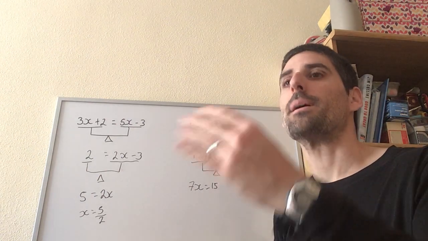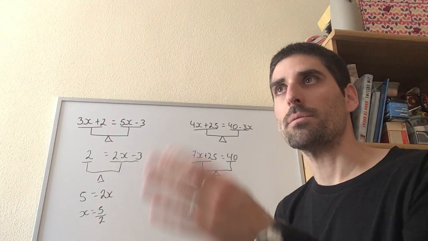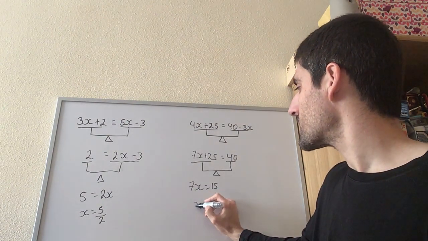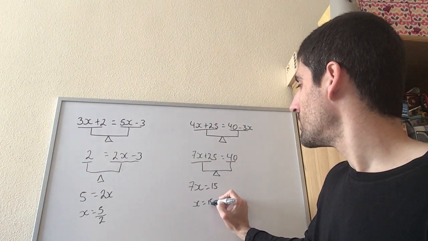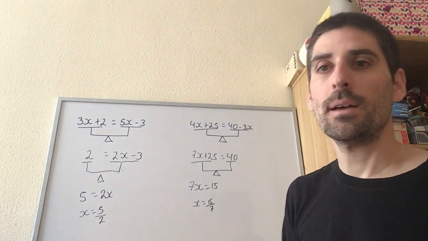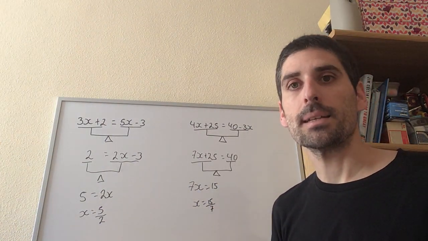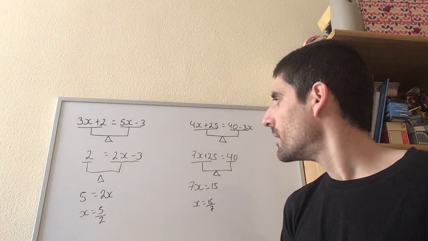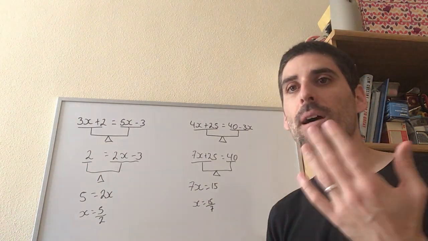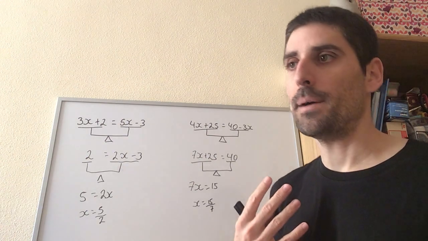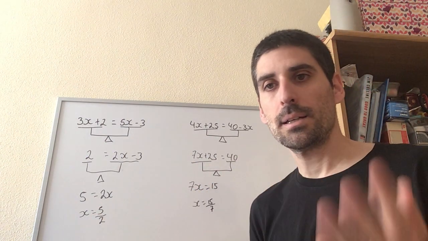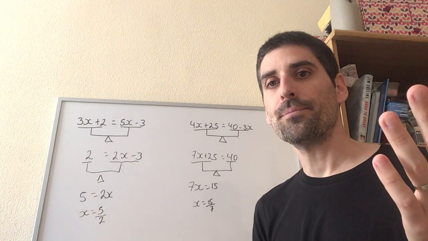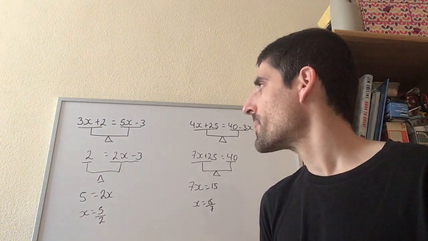And again, I need to get rid of the 7. 7x means 7 times x. The opposite of multiplying by 7, divide by 7. So x equals 15 over 7. And I am done. That is it. My answer can be a fraction. It's no problem. There we go. That's how you solve two-sided equations or equations with unknowns in both sides.